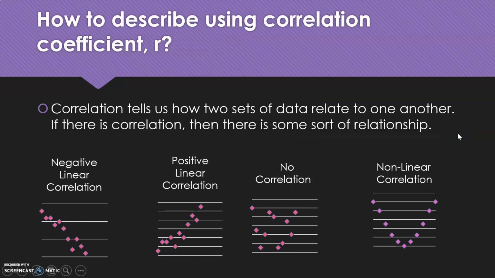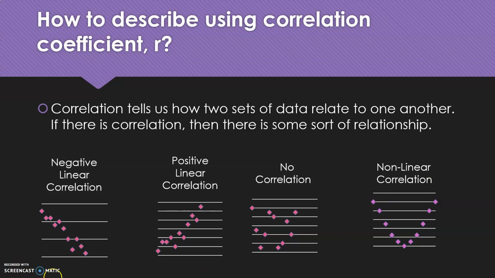Okay, so how do we describe correlation coefficient? So we're going to look at what correlation coefficient is. What is this? So a correlation tells us how two sets of data relate to one another. If there is a correlation, then there's some sort of a relationship. Remember, keep this in mind. Relationship does not mean that one thing causes the other to happen. There is some kind of relationship between the two.